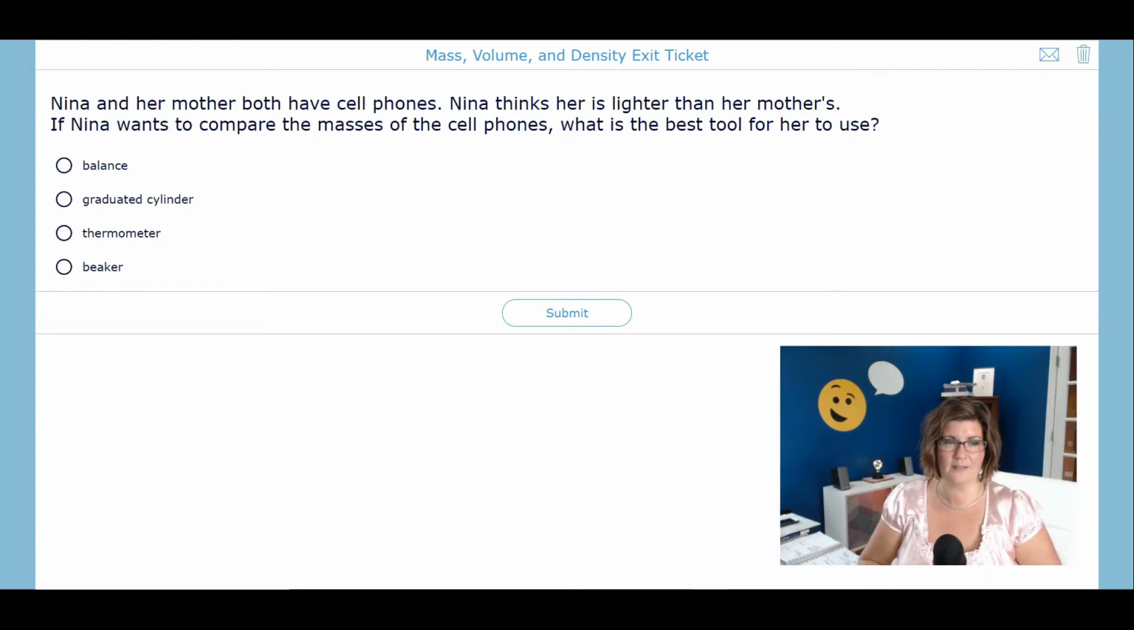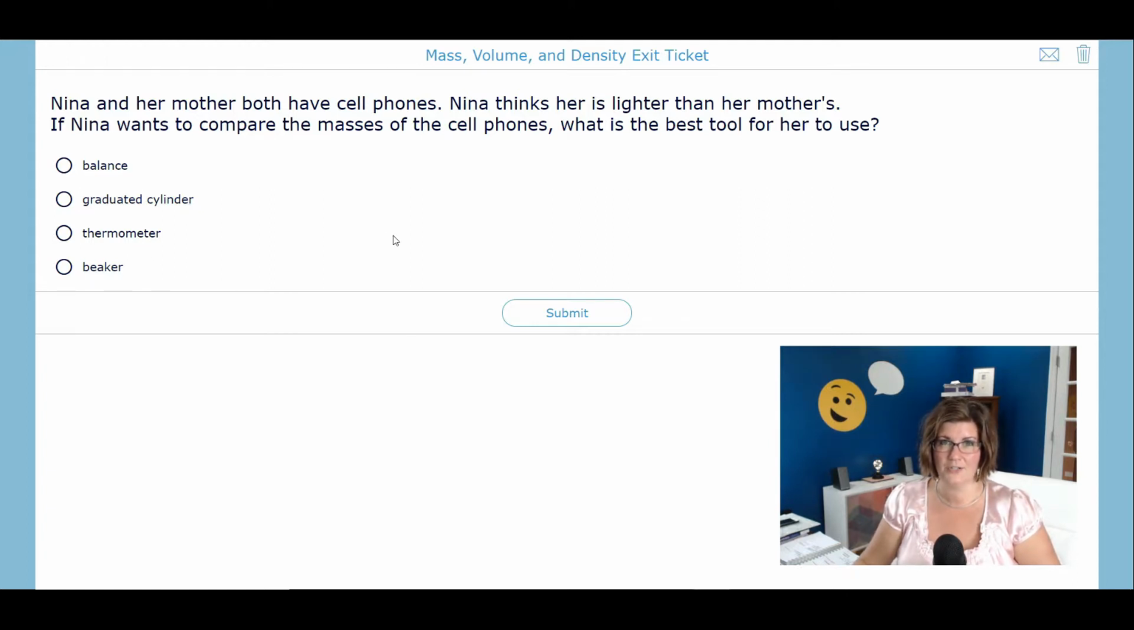This question asks, Nina and her mother both have cell phones. Nina thinks hers is lighter than her mother's. If Nina wants to compare the masses of the cell phones, what's the best tool for her to use? And our answer options include balance, graduated cylinder, thermometer, or beaker.